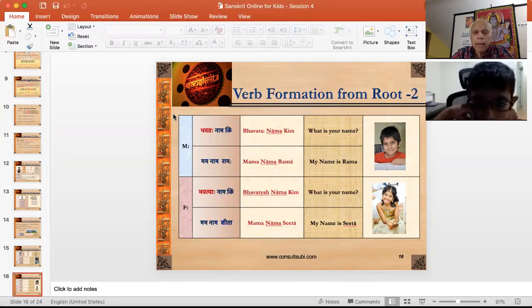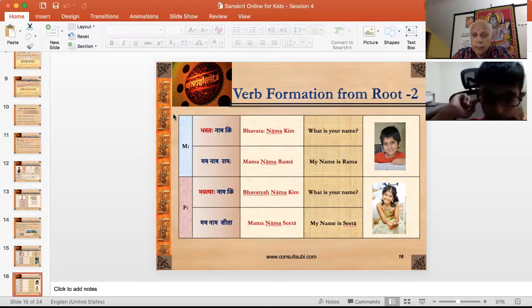Bhavataha nama kim. This is when you're addressing a boy. If I am asking you, it will be Bhavataha nama kim. What is your name? And you can say, Mama nama Rishabha. My name is Rishabha. Or you can say, my name is Rama. Mama nama Ramaha. That is, if addressed hereby.